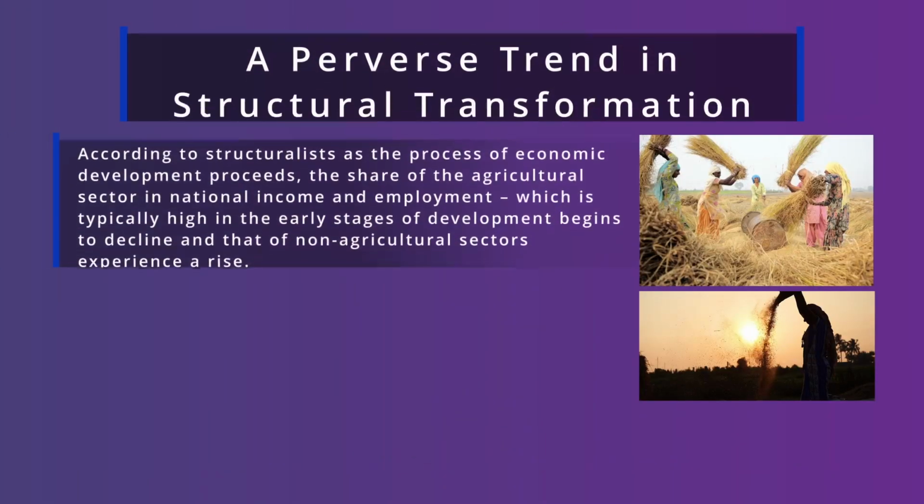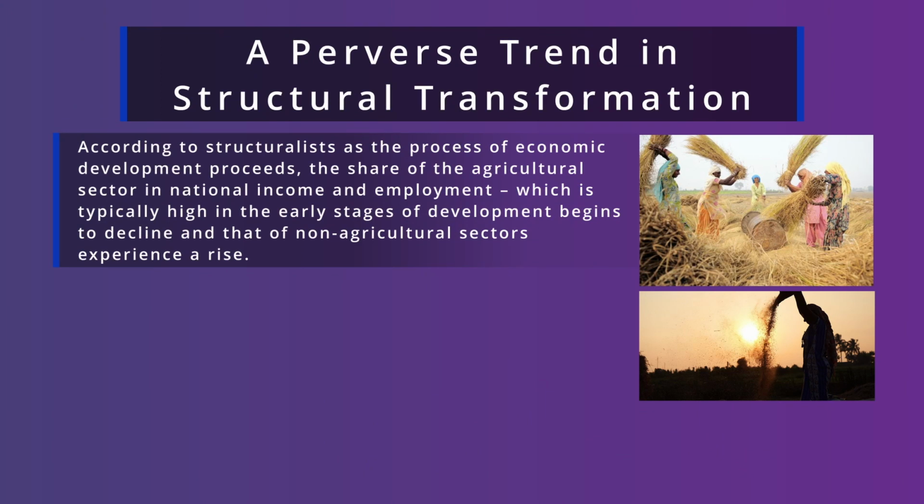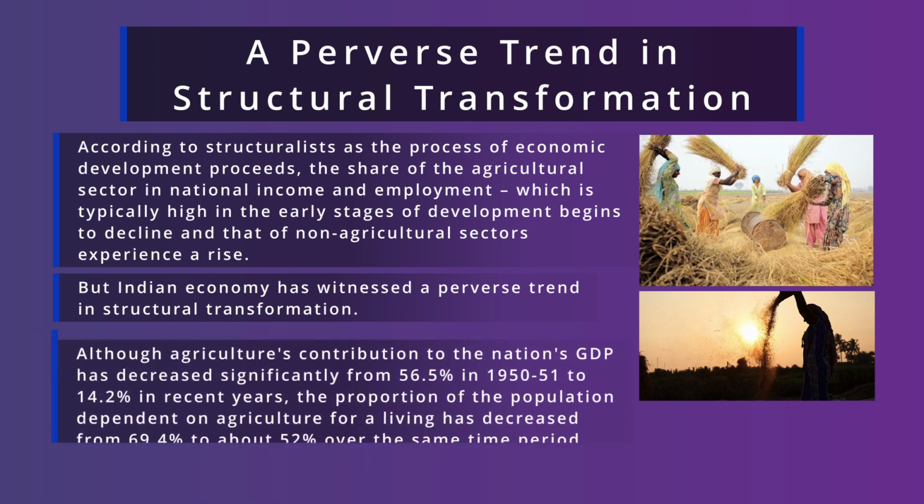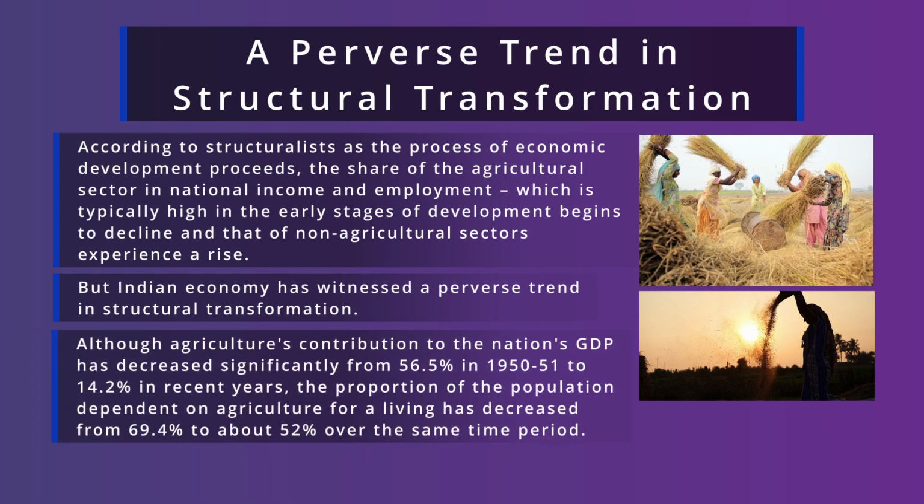But according to the structural economists like Chenery, Clark, Fisher, Kuznets, etc., as a less developed nation goes through the process of economic development, the share of agriculture not only in GDP and national income starts to decline, but also in employment opportunities, and that of the non-agricultural sector gets prominence. But if we observe the case of Indian economy, then some perverse structural transformation has happened. During 1950-51, agriculture contributed about 57% of our GDP. That has reduced to 14.2% very recently.